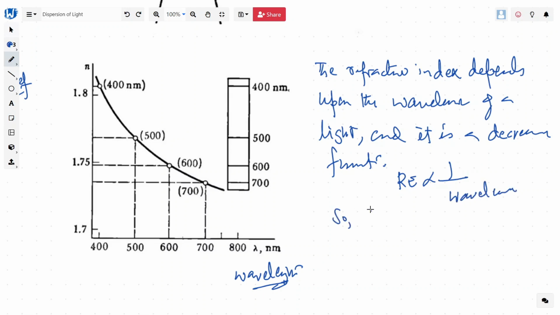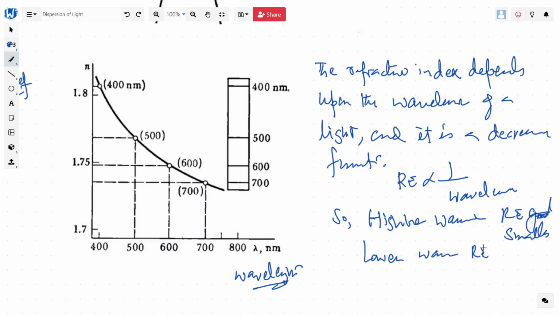So for a higher wavelength, the refractive index is smaller, and for a lower wavelength, the refractive index is bigger, right? That is clearly evident from this chart. Here we have a lower wavelength, 400 nanometer, and you have roughly 1.85 and 1.82, and then at 700 you have 1.74, something like that. So this is how it varies.